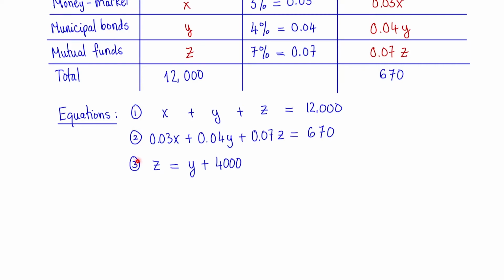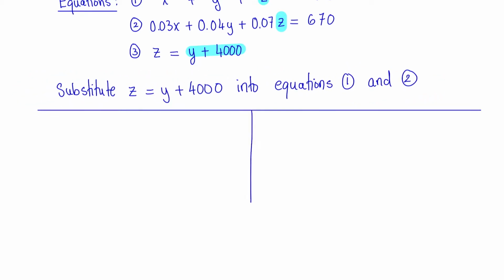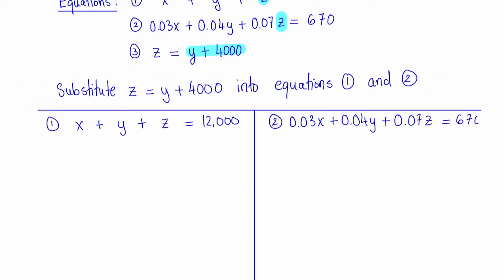I have the system of 3 equations and 3 unknowns, and I'm looking for the value of x, y, and z. However, from my third equation, I know that z is equal to y plus 4,000. So basically, I can substitute this z and this z with y plus 4,000. So I have my equation 1 and equation 2. I will substitute z with y plus 4,000, and I will substitute this z with y plus 4,000.